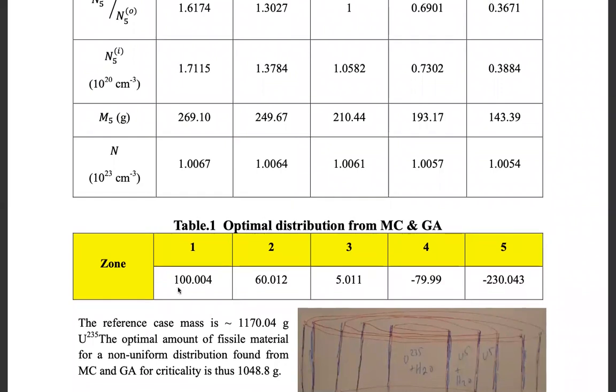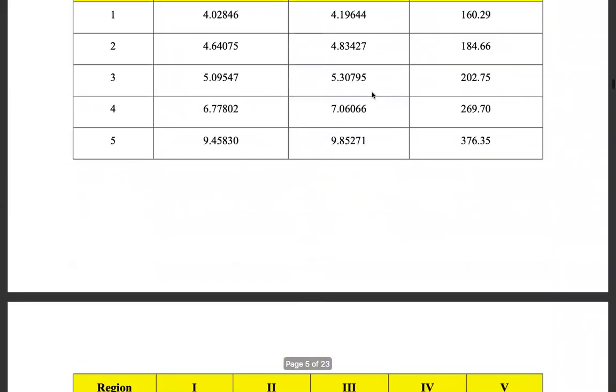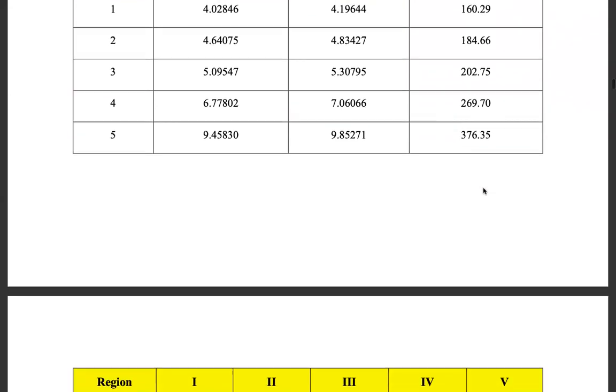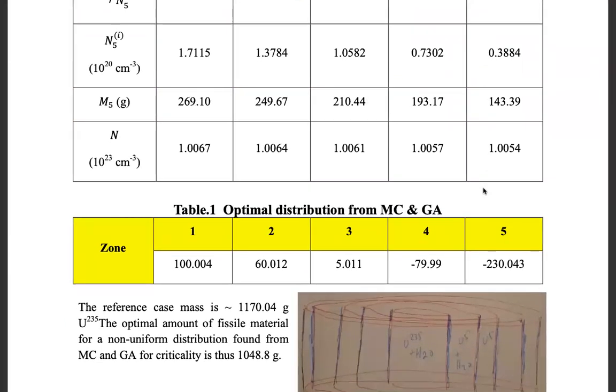Now this is the optimal distribution that you see over here. The optimal distribution comes by adding 100 grams in the first region, 60 grams in the second, 5 in the third, and by removing material from the outer regions. So that's what has happened over here. First you see that there was more mass going out, and here you've got the opposite. So instead of 160, you've got about 270. So you've added between 100 and 110 grams.